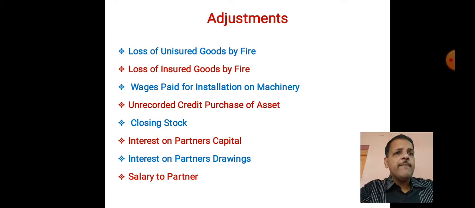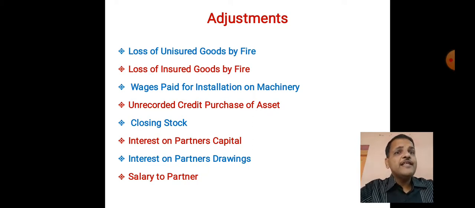Let us take one example. When we purchase machinery of rupees 50,000 on credit and it is still unrecorded, what we will do? If there is machinery on asset side, we will add that 50,000 to it. If machinery item is not there, we will write separately on balance sheet asset machinery 50,000. And on liability side of balance sheet, we will write creditors for machinery 50,000. That is the effect of such unrecorded credit purchase of asset.